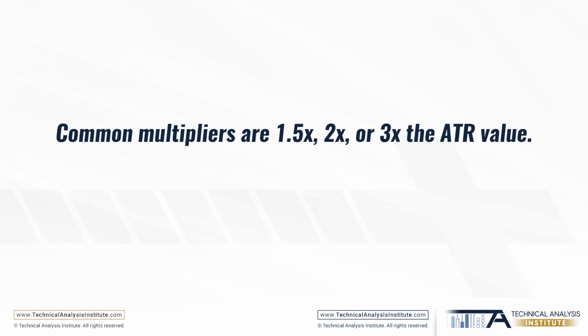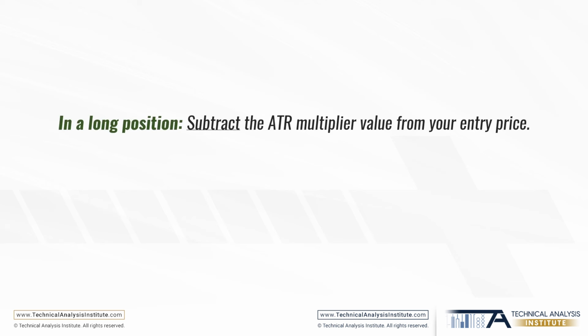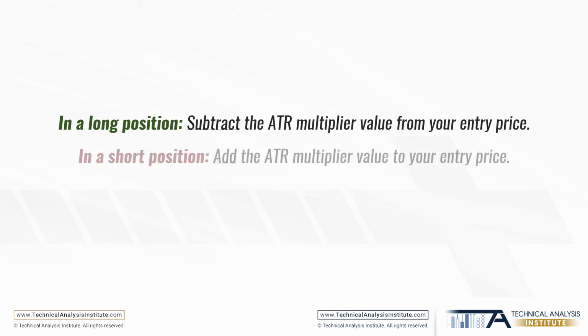Now you can decide on your ATR multiplier based on your risk tolerance. Common multipliers are 1.5, 2 times, 3 times the ATR value. If you're in a long position, subtract the ATR multiplier value from your entry price to set your stop loss, using the same example I just gave you. If you bought a stock at $100 and the ATR is $1 with a 2-time multiplier, set your stop loss at $98, which is the $100 minus the $2. If you're in a short position, add the ATR multiplier value to your entry price to set your stop loss.